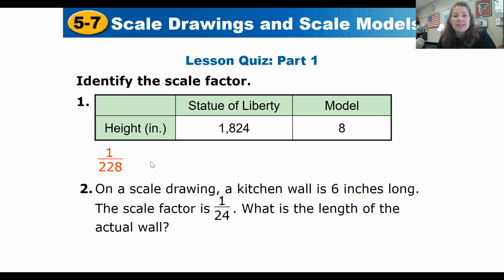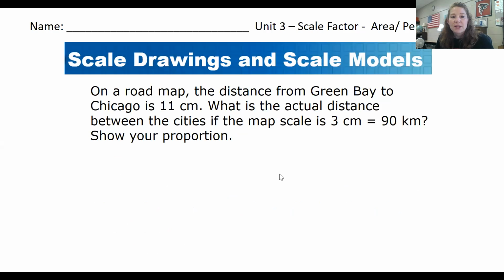So you could say that the model is 1/228 the size of the Statue of Liberty. Or to reverse that, you could say that the Statue of Liberty is 228 times greater than the model. Here, I think that's the first problem that isn't answered for you. So we are going to read this problem. It says, on a road map, the distance from Green Bay to Chicago is 11 centimeters. What is the actual distance between the cities if the map scale is 3 centimeters to 90 kilometers?